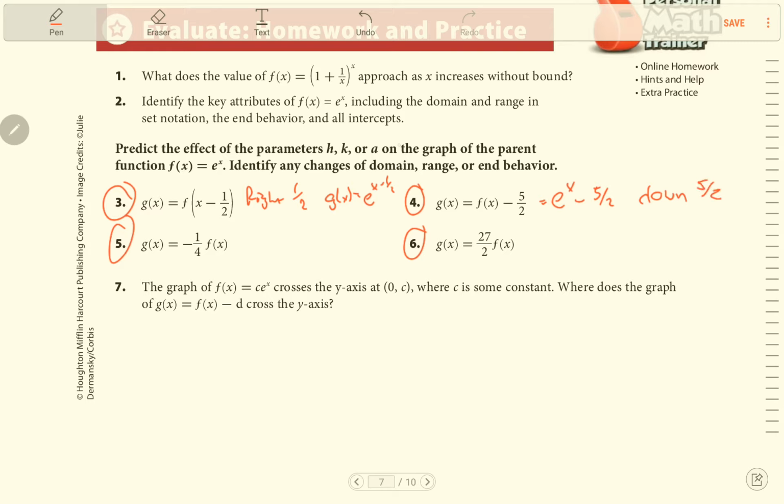Okay, oops, I forgot. I was supposed to identify... Actually, I think it just said in the directions to only identify the transformations. You don't need to worry about doing the rest. Pretty sure I said I only do the transformations.